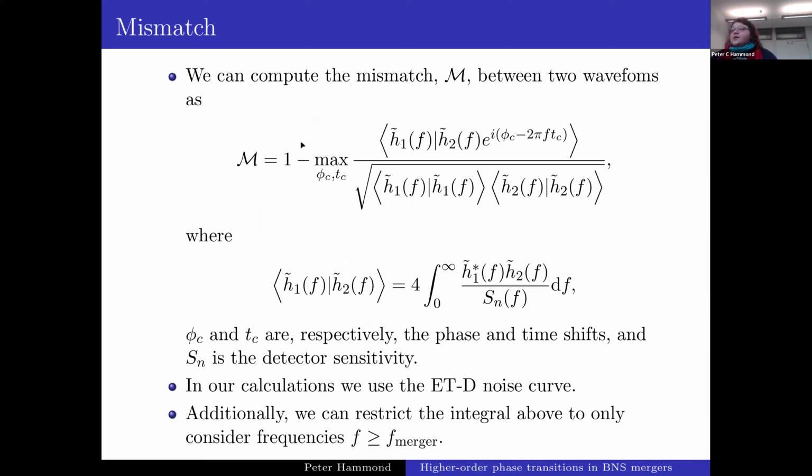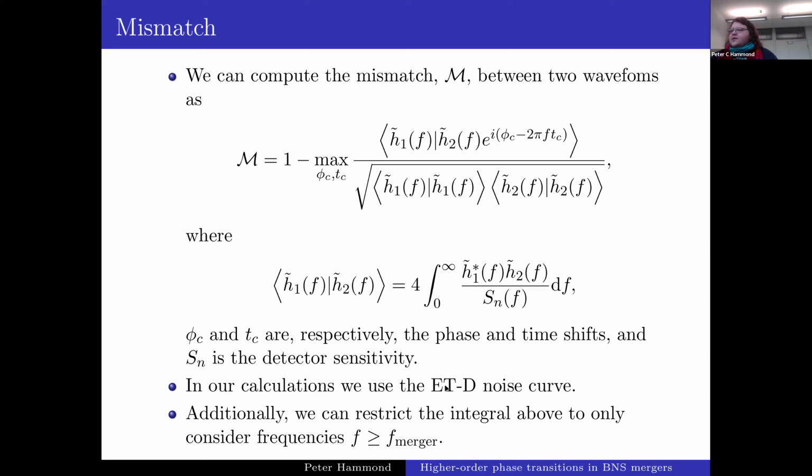One way we can quantify this difference is through the mismatch. The mismatch is basically 1 minus the faithfulness, or whatever you want to call it. This has a lot of different names in the literature. But you can think of this overlap operator as some kind of dot product between the two spectra of the different waveforms: effectively A dot B over the square root of A squared times B squared. So this is a normalized dot product between the two waveform spectra, and then you take one minus that to get the difference between them.